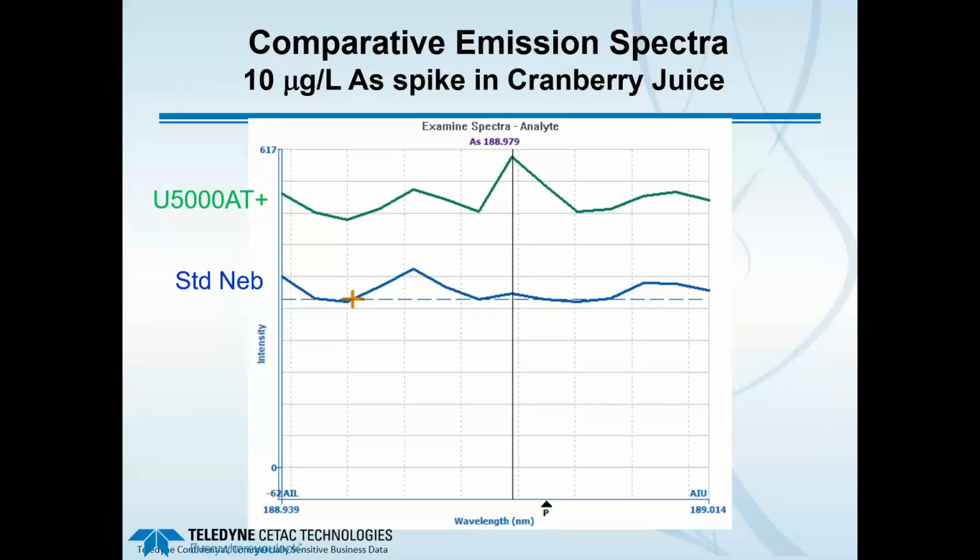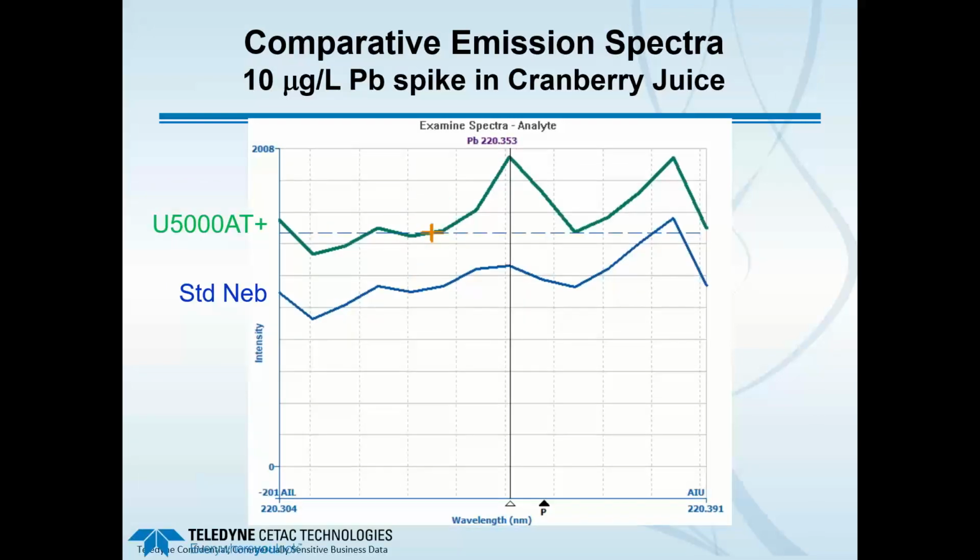So a little bit more details on some of the benefit that we can get from the ultrasonic nebulizer. We did look at the emission spectra, and this was the 10 microgram per liter, or 10 part per billion arsenic spike in 100% cranberry juice. And there you see with the standard nebulizer, we cannot see any distinct emission peak from the arsenic. But with the ultrasonic nebulizer, we can.